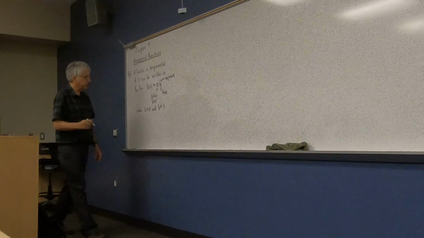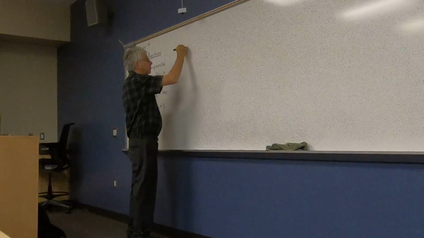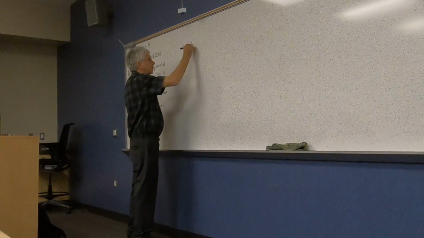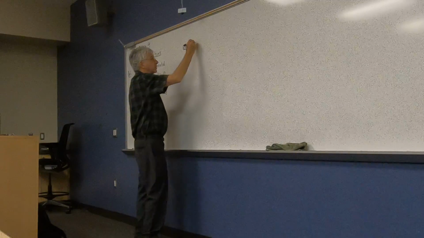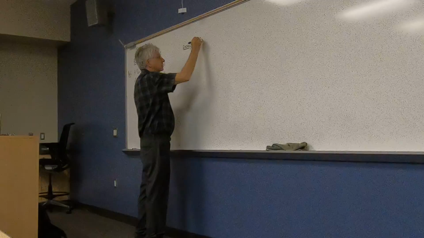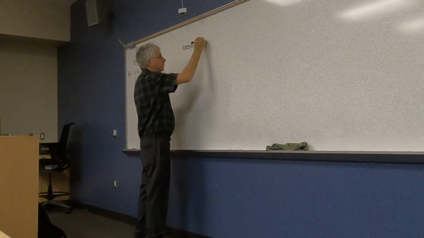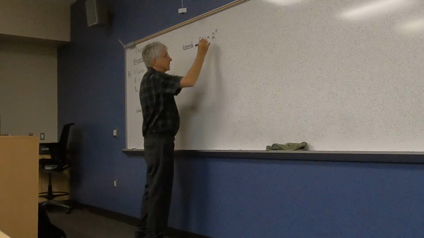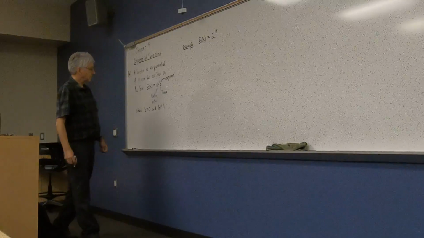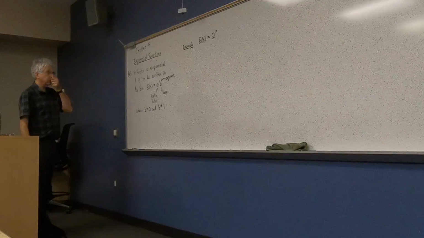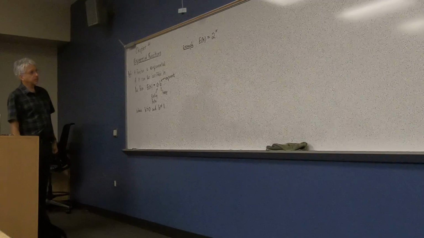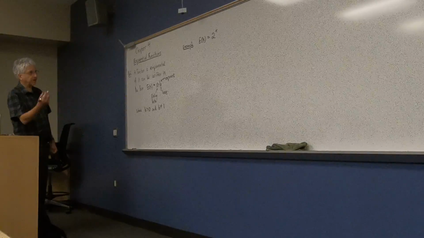And so we could have an example. Let's have an example. E of x is 2 to the x. That's a nice simple one, isn't it? So what does that do? Well, that doubles every time x increases by 1, right? Because you've got x factors of 2.